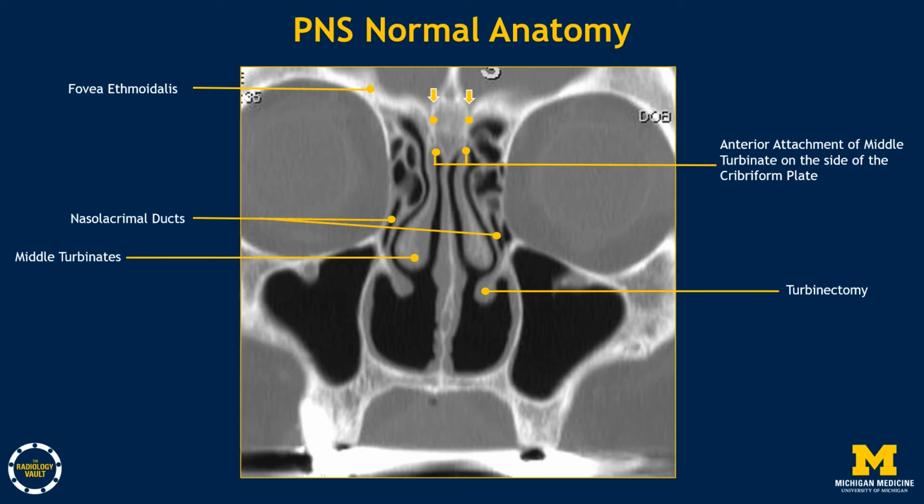This coronal section shows the attachment of the middle turbinates on either side of the cribriform plates. The nasolacrimal ducts are demonstrated along with the frontonasal ducts. Evidence of bilateral inferior turbinectomies is noted in this section.